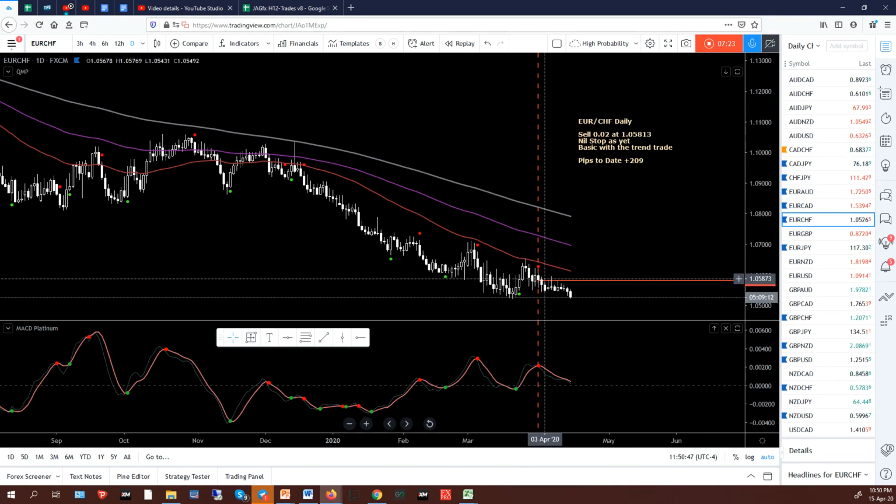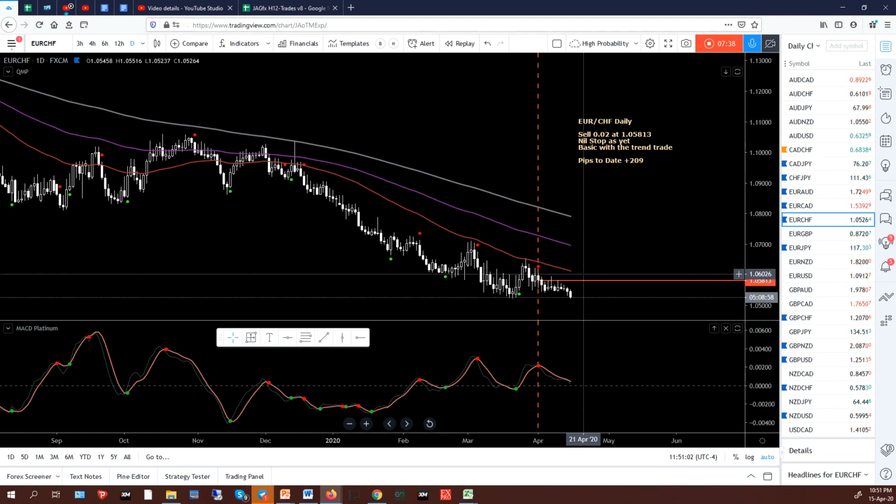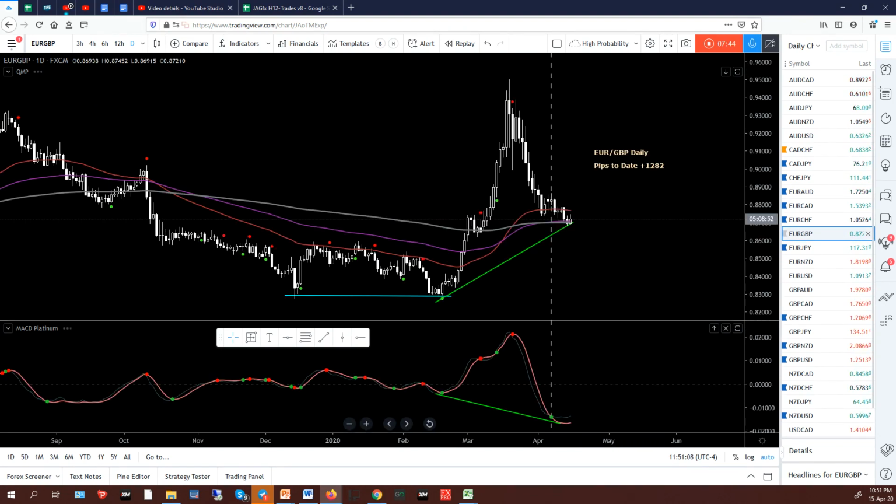Euro Swiss in a sell here. This is a slow moving pair. Really need to break this low here. It's just about to, hopefully. MACD platinum still above the zero level. Once the MACD platinum gets to the zero level or crosses through it, then I'll look at closing half the trade out and putting a stop up, say somewhere up here, or just close the entry level. But that's the Euro Swiss. Nothing to get too excited about.